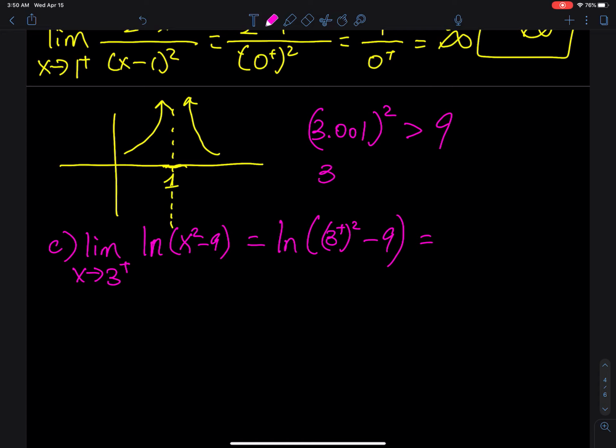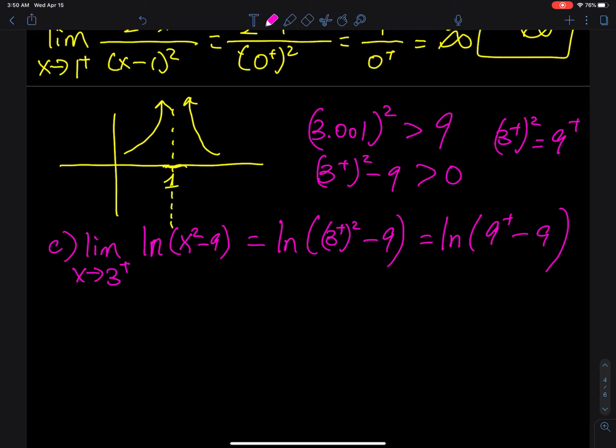So if you take 3 plus squared minus 9, that is definitely greater than 0. Because this 3 plus squared is just equal to 9 plus, something close to 9 but a little bit more than that. So you have ln of (9 plus minus 9). A little bit more than 9 minus 9, you have 0 plus. I know, it's not easy. This is what you have to learn. It's something new. It's calculus level.